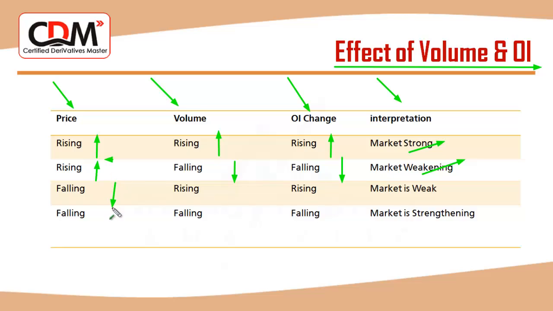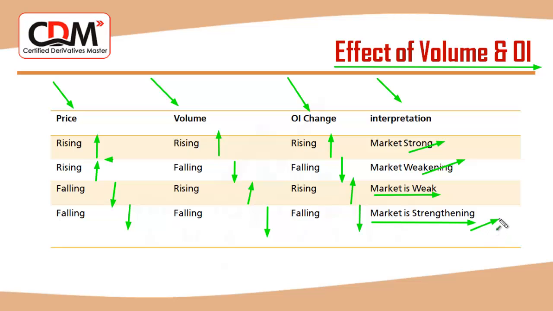Now the third condition: if prices are falling, volume is rising and open interest is rising, it means the market is weak, in a strong bearish trend, meaning more and more short positions are being created in the market and more players are getting into the market with the objective of short selling. Now the fourth condition: if price is falling, volume is also falling and open interest is also falling, it means the market is strengthening. People who have created short positions have started covering their shorts, and from there we can see that price will eventually start reversing from bearish to bullish.